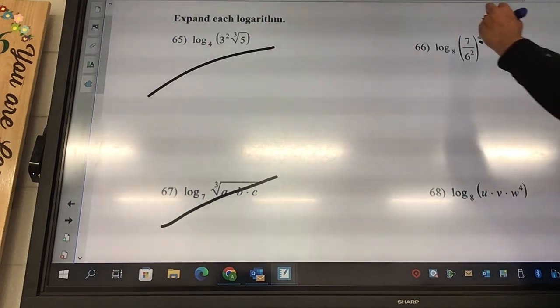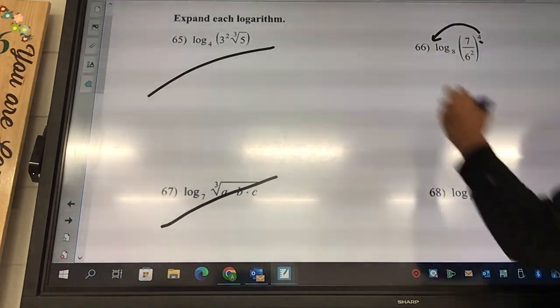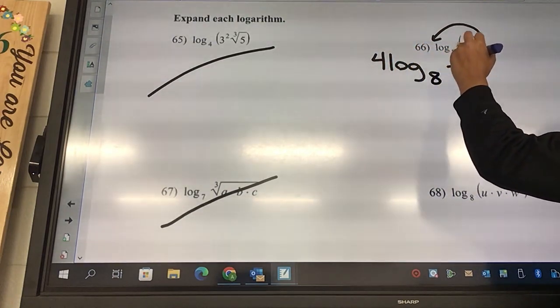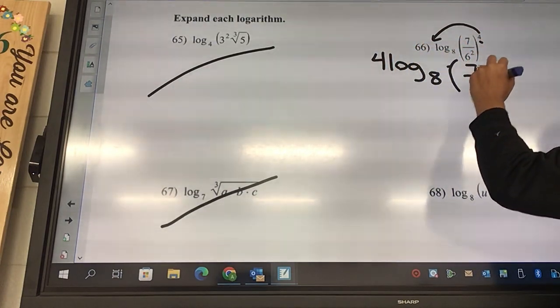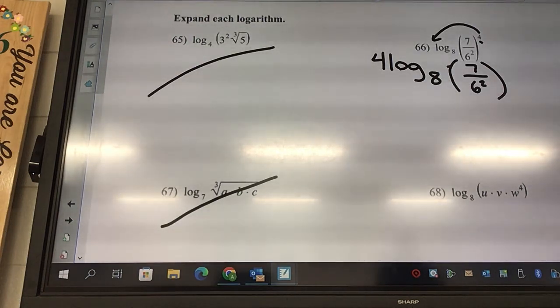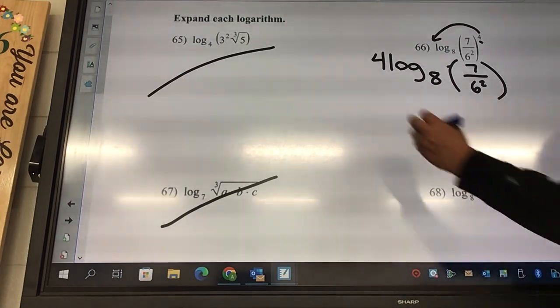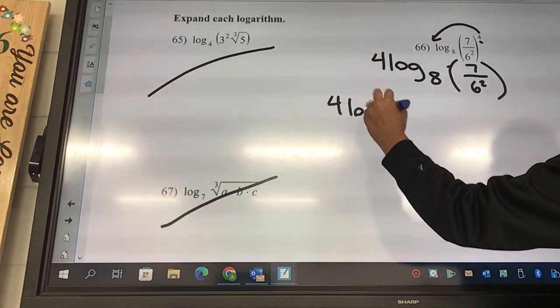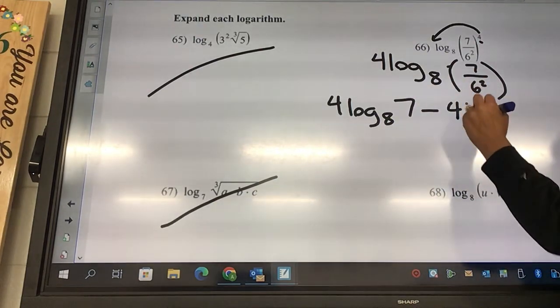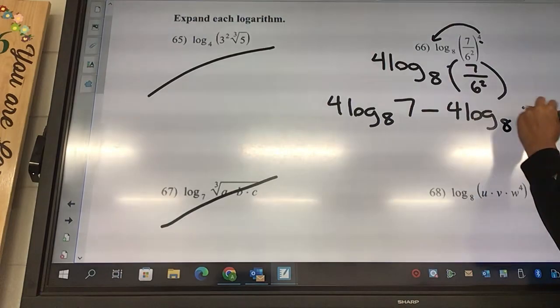Okay, so this one, our very first step is gonna be to move that. So it's gonna look like 4 log 8 of 7 over 6/2. Okay, what does division go with? Subtraction. So this is gonna look like 4 log 8 of 7 minus 4 log 8 of 6/2.